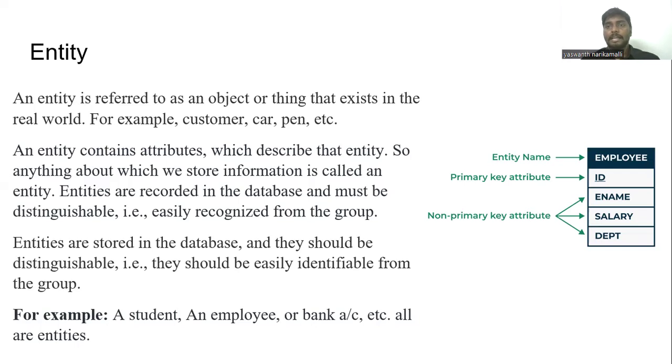Take a student as an example for an entity. A student has an ID card in the college, his name, and which department he or she belongs to, and what the course is. Like a course is BCA, BBA, and department coming to this, computer science, general BCom, general BCA.